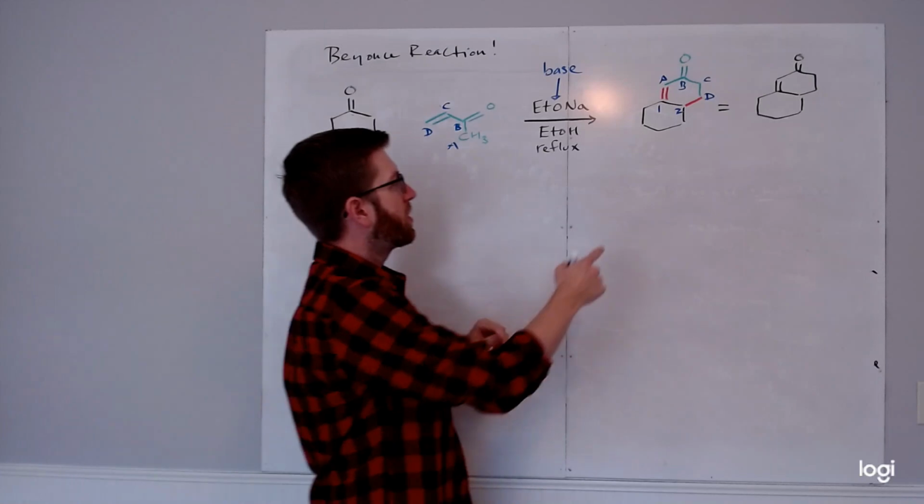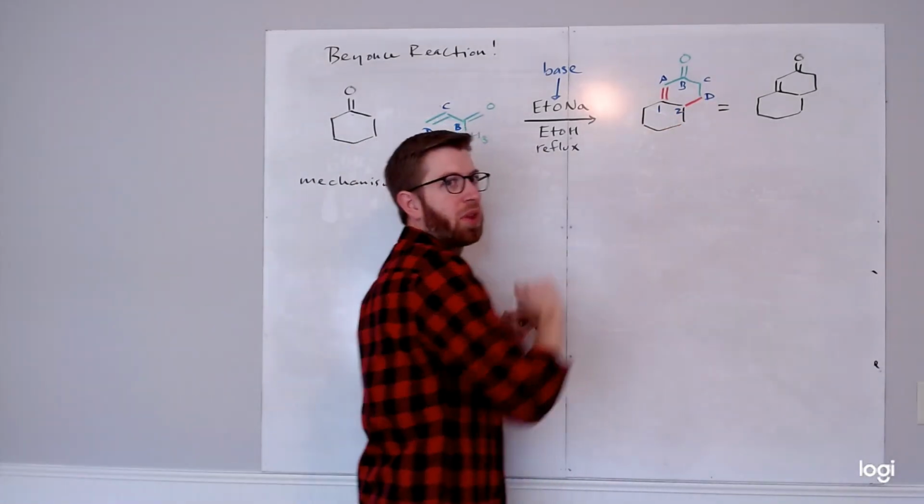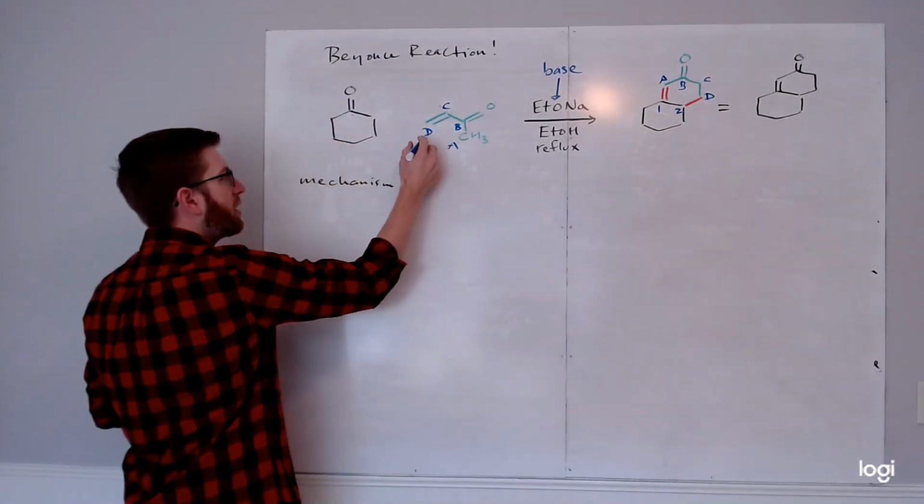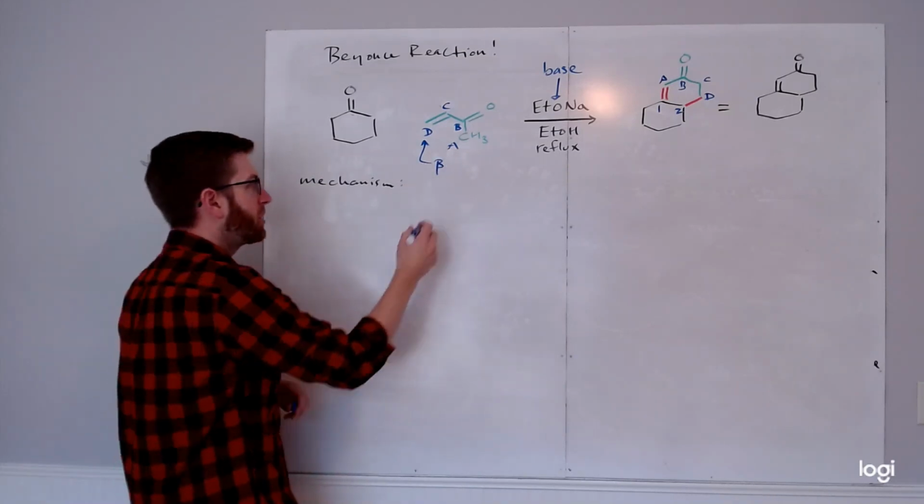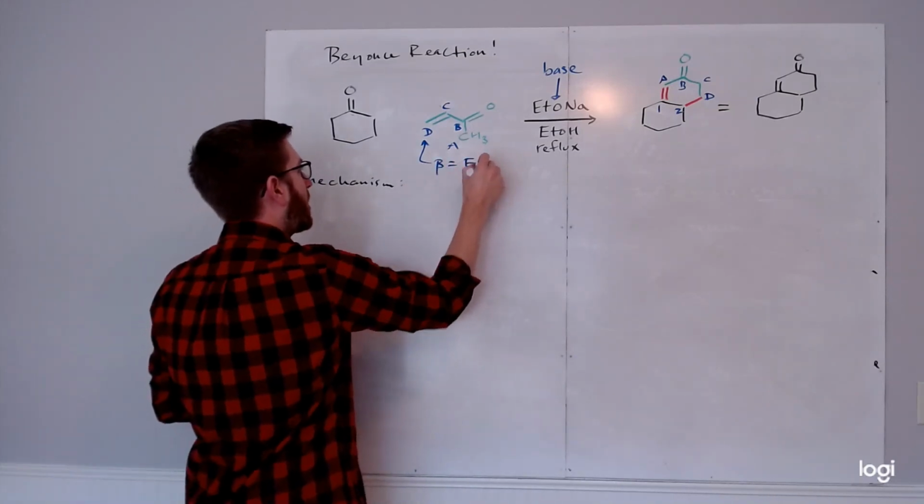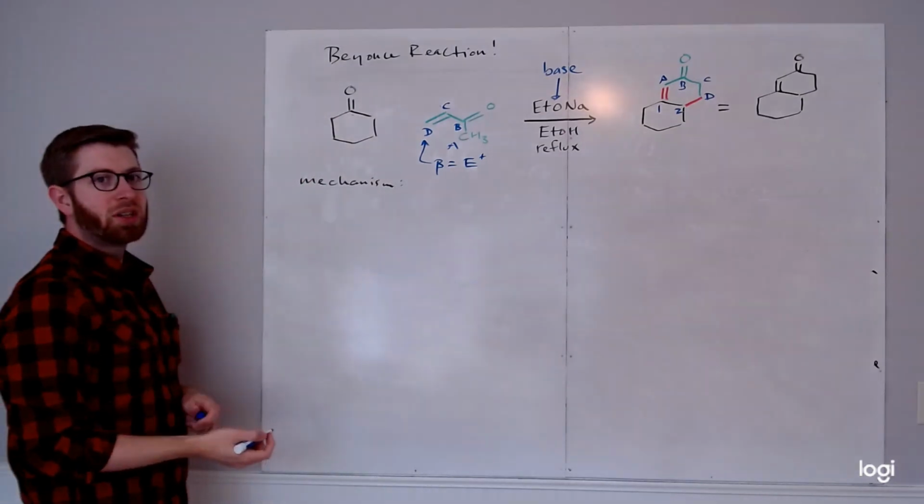I'm going to focus on the bond between D and 2. So that bond formed by D being an electrophile. This is the beta carbon of an alpha-beta unsaturated carbonyl. And that means that carbon 2 needed to be nucleophilic, right?